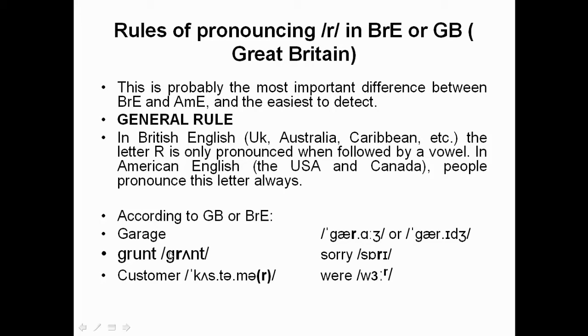Take any example here. Look at this letter R and after this there is a vowel. So you will pronounce it. For example, garage. Now see the transcription. There are two possible British English pronunciations of the word. In both cases you can see this R sound is pronounced, because after this sound we have a vowel.